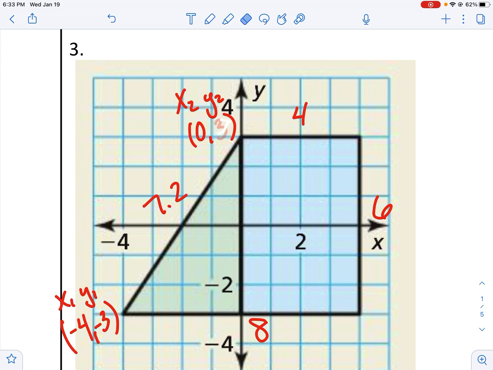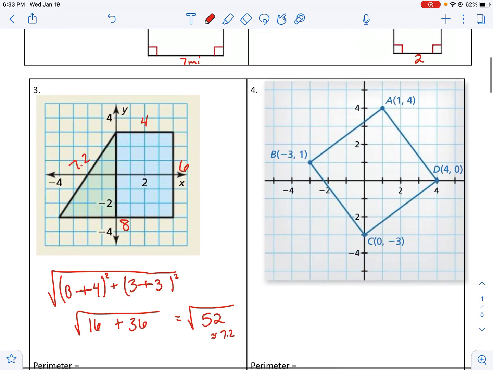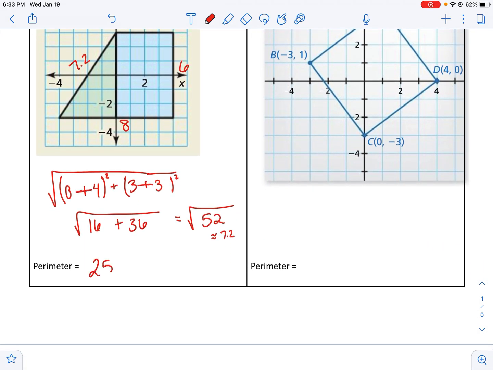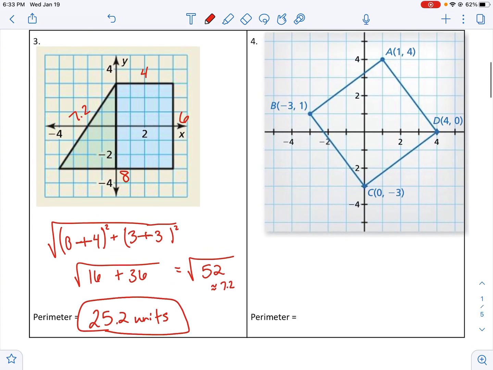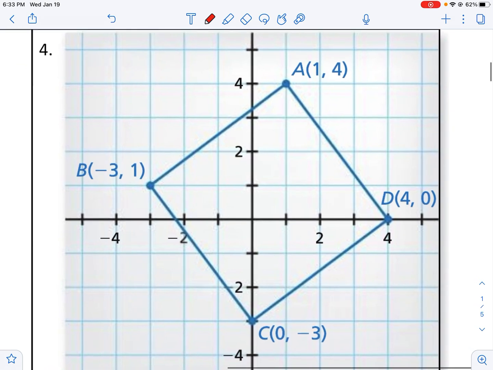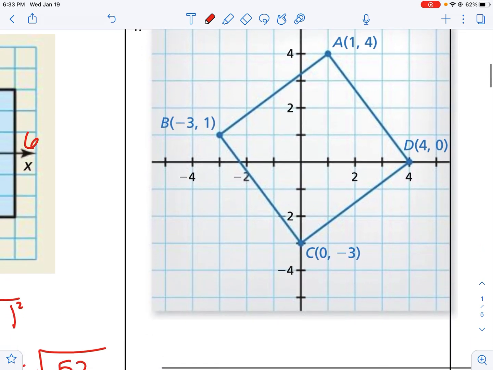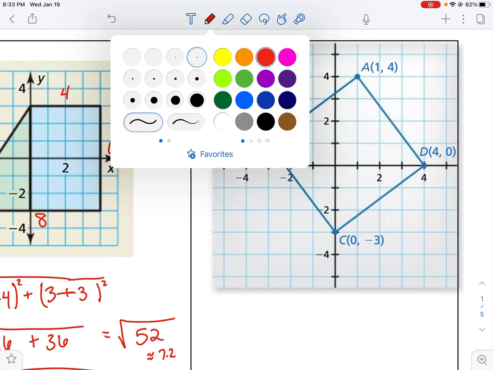I need you to find the perimeter of this object. Add up all the outside measurements and then tell me what the perimeter is. And your perimeter should be 25.2 units long. Now on 4, because all of these are diagonal lines, we'd have to do the distance formula 4 separate times. So I would like you to do the distance formula 4 separate times on a separate piece of paper, pause the video, and then when you're ready, unpause and check your work.